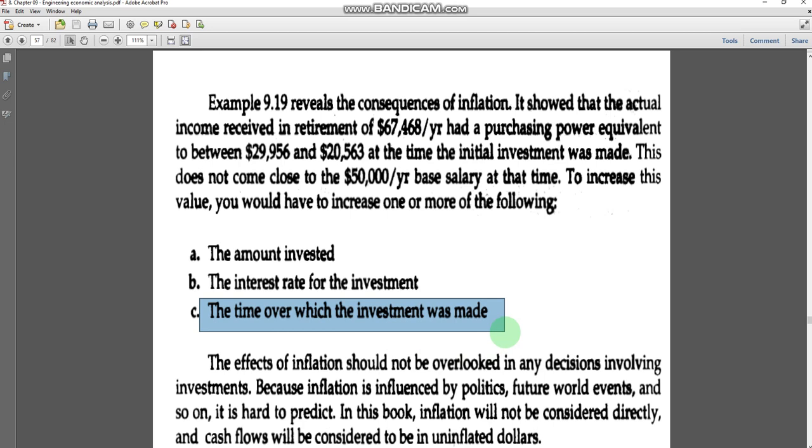Okay, the effects of inflation should not be overlooked in any decisions involving investments, because inflation is influenced by politics, future world events, and so on. It is hard to predict. In this book, inflation will not be considered directly, and cash flows will be considered to be in uninflated dollars. Okay, so usually when you make the actual analysis, it is better to include the inflation to get realistic figures, but for the sake of calculation in this book, we will ignore the inflation in most of the questions.